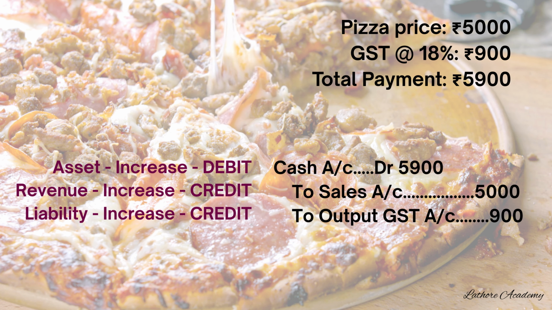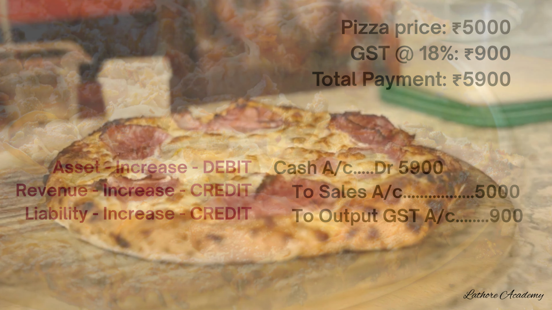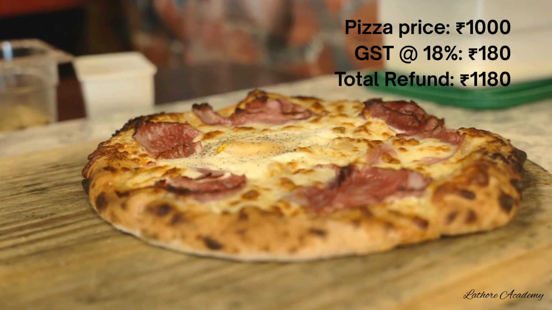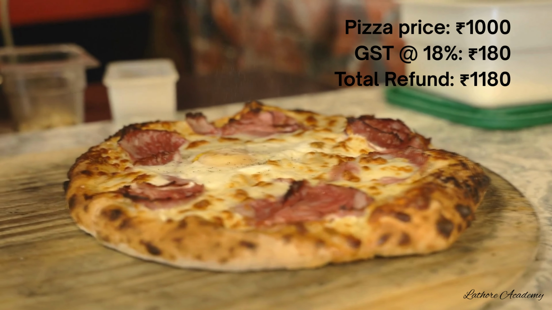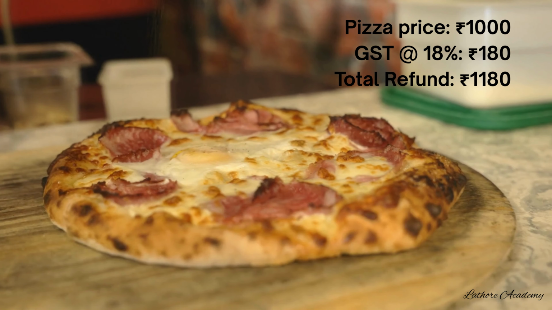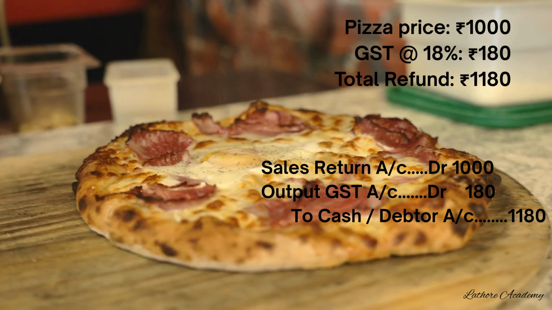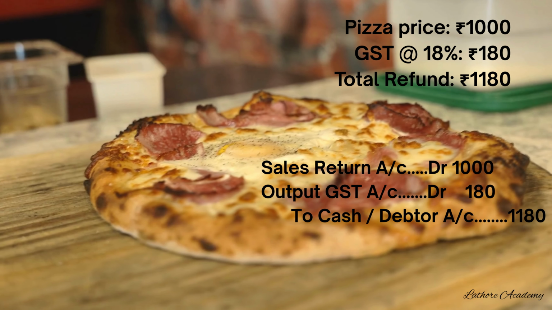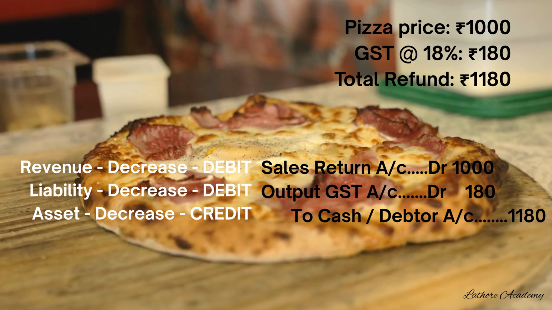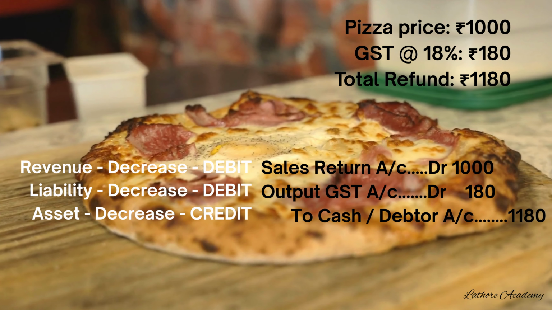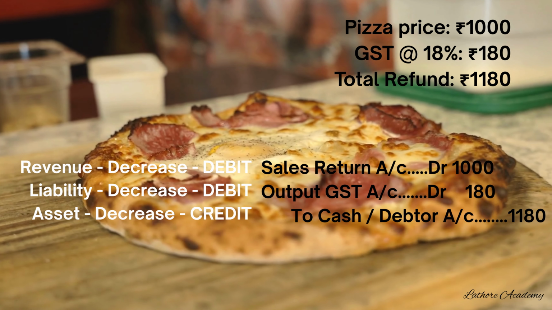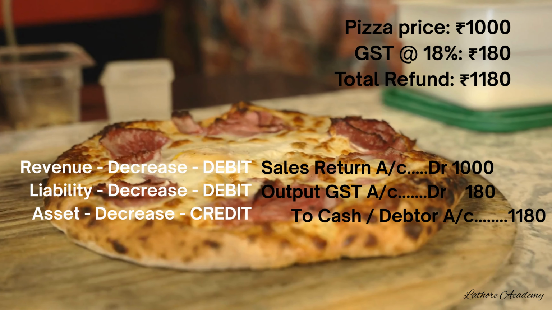Another scenario: if the customer is rejecting your pizza because of quality issues. When the customer returns 1,000 rupees worth of pizza plus GST, the journal entry will be sales return account debit 1,000 rupees, output GST account debit 180 rupees, to cash account 1,180. Here output GST will be debited because earlier we had credited, right? The liability we had considered.